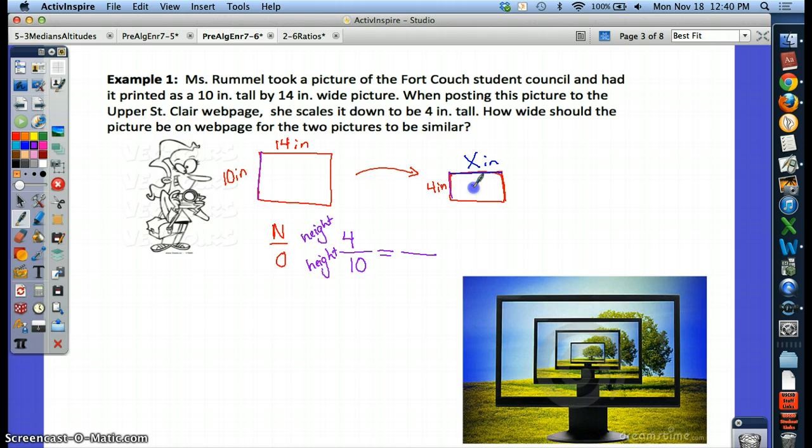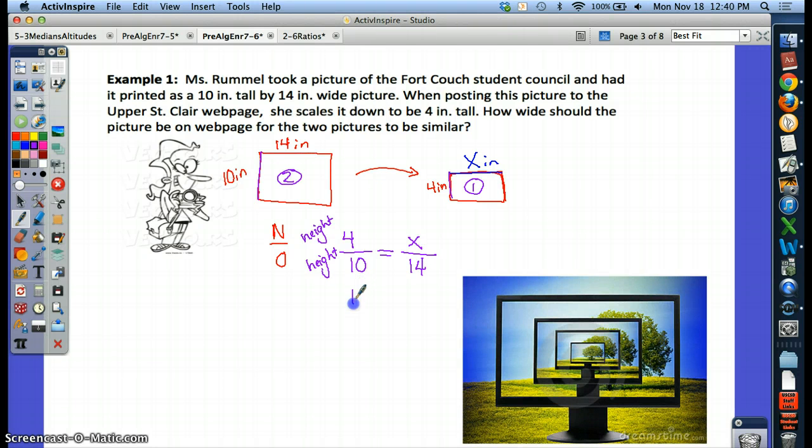So we started here with this image, and then we went to this one. Do that same setup on the other fraction. 4 over 10 is equal to x over 14. Now this is just one proportion that will work, but now we have a proportion and we can solve. The way we solve a proportion is we cross multiply. We saw that from our earlier lessons.